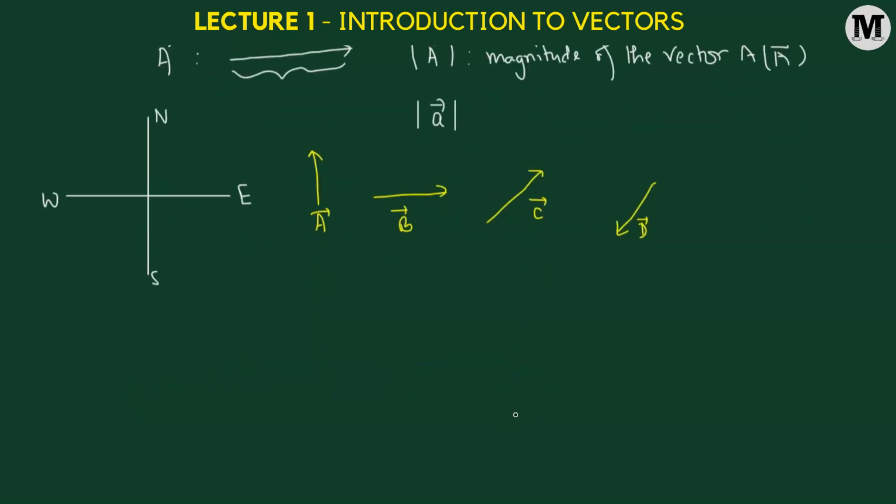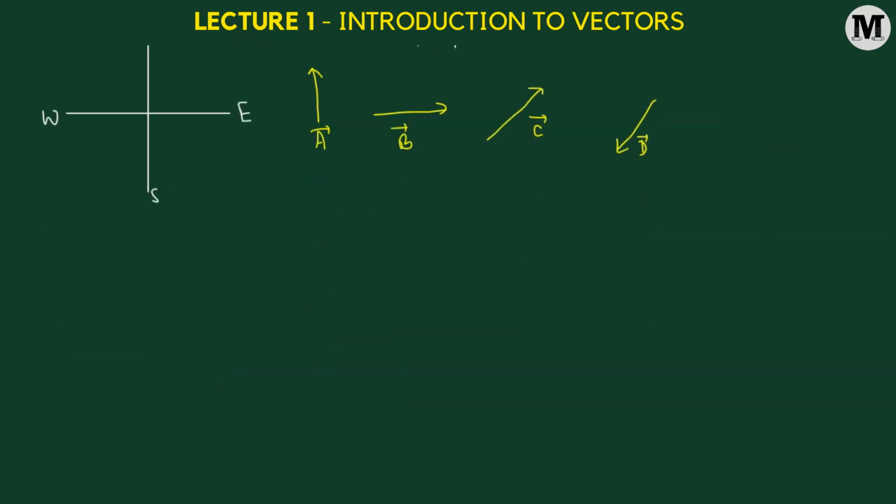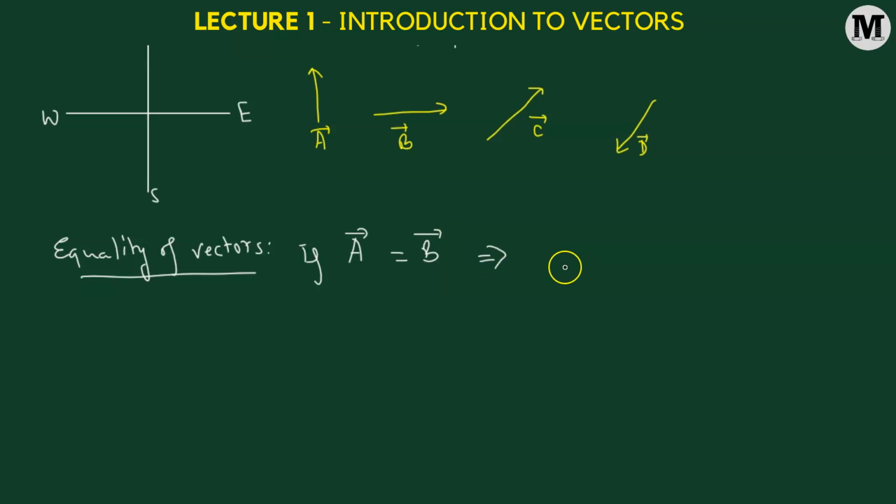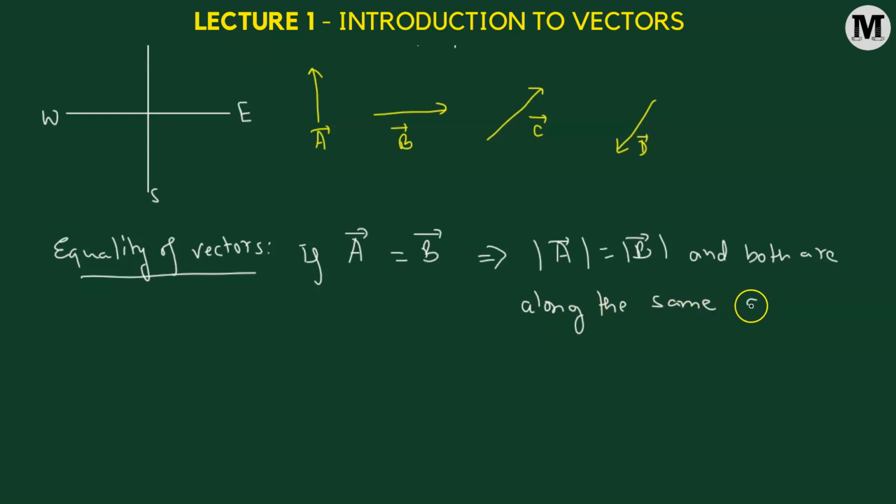Fine. Now the question comes, when can vectors be equal? So we'll talk about equality of vectors. Now there are two conditions that must be met in order for two vectors to be equal. So if we have two vectors A and B, and A vector equals B vector, this must mean that the magnitudes of the two vectors are exactly equal. That means the magnitude of vector A equals the magnitude of vector B, and both are pointing in the same direction. That is the criteria. It must be in the same direction.